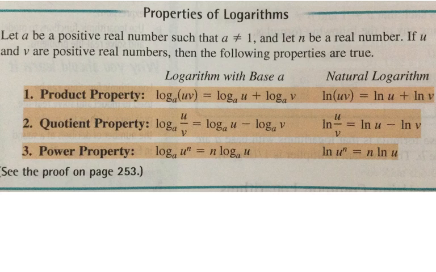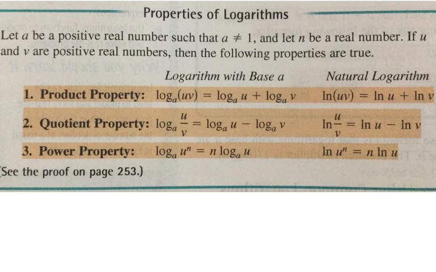If u and v are positive real numbers, then the following properties are true. The first one's called the product property. That means if I have 2 things being multiplied in the argument, u times v, I can rewrite the logarithm as addition of the 2 things that used to be multiplied. You can see it again here.